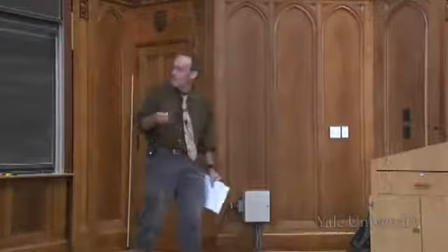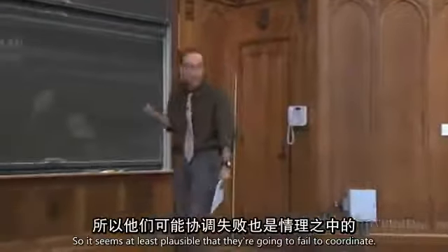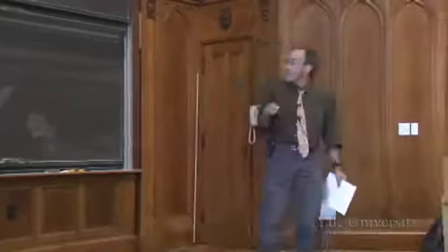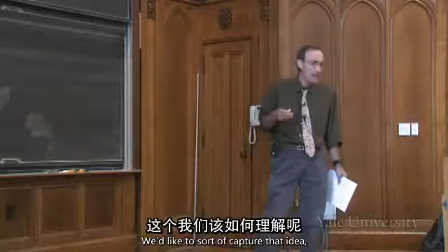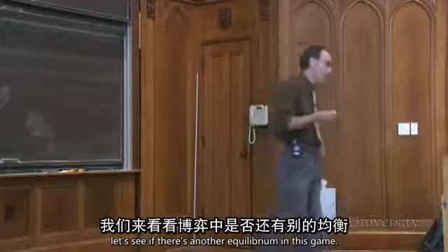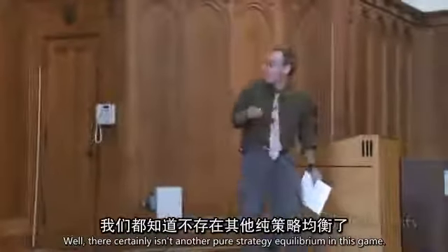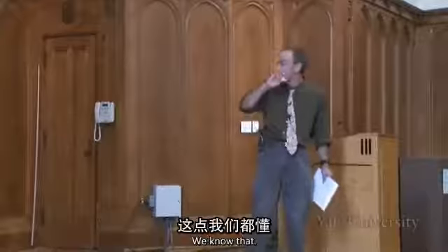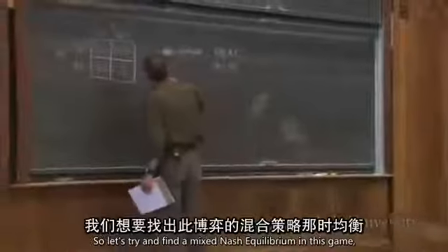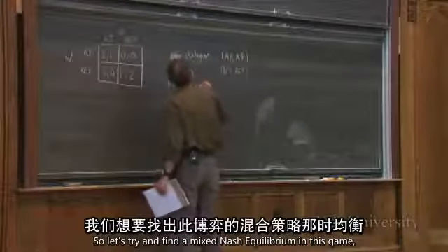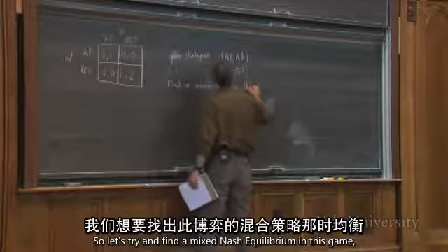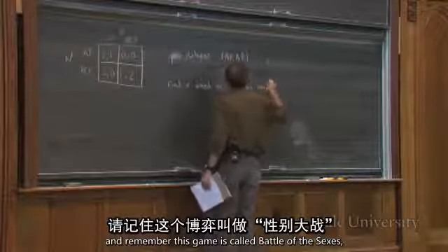So it seems at least plausible that they're going to fail to coordinate, and we'd like to capture that idea. The way we're going to capture that idea is to see if there's another equilibrium in this game. Well, there certainly isn't another pure strategy equilibrium in this game, is there? We know that. So if there's another equilibrium, it better be mixed. So let's try and find a mixed Nash equilibrium in this game. And remember, this game is called Battle of the Sexes.